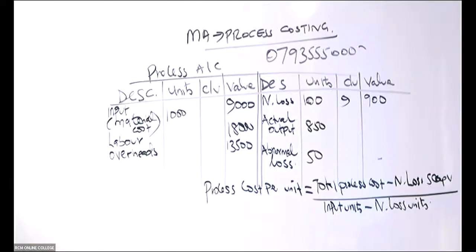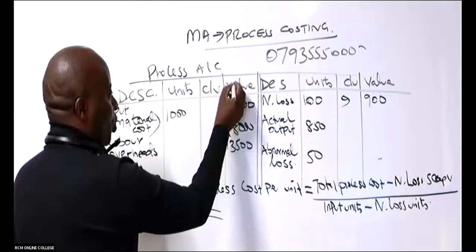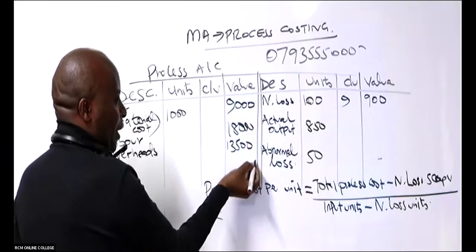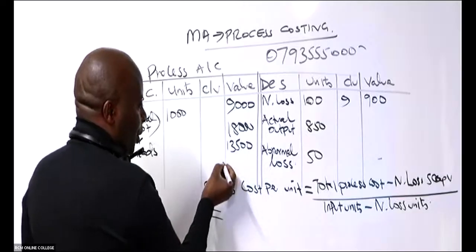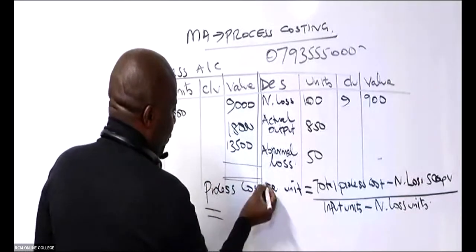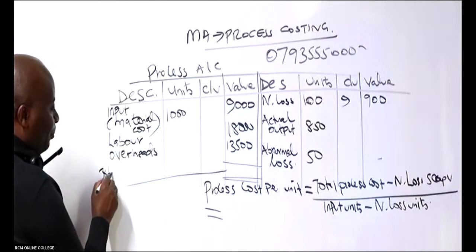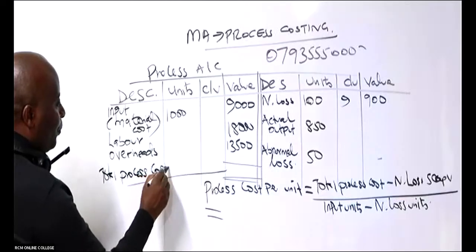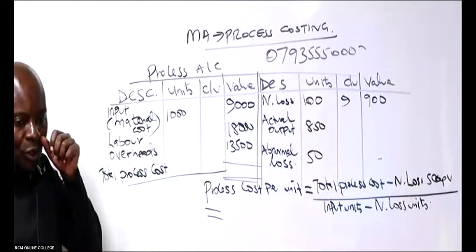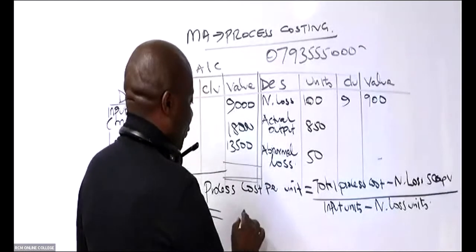So in this case here, can somebody give me the total process cost? Total process cost, you add these expenses on the debit side. Add all of them. So the total process cost, anybody who is able to give me this figure, this will be the total process cost. I'm being told the total process cost is 4,500.